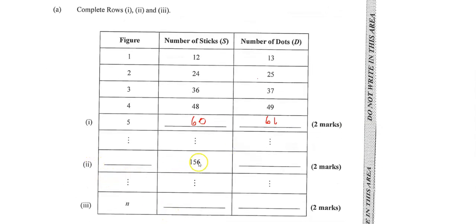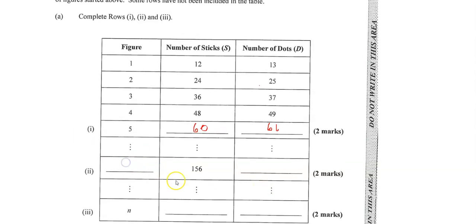Now part 2, they gave you the number of sticks. You need to figure out what figure it would be. If we were given 48 sticks and we know it's going up by 12, all we need to do is divide 12 into 48, so we get 4 for the figure. For this one, we divide by 12. 12 into 156 is going to give us 13. So it would be figure 13.